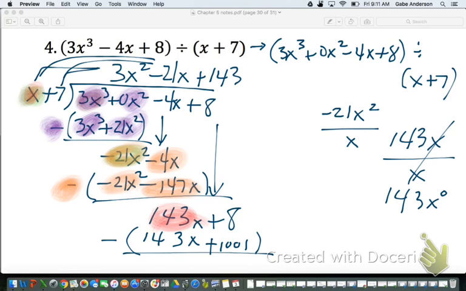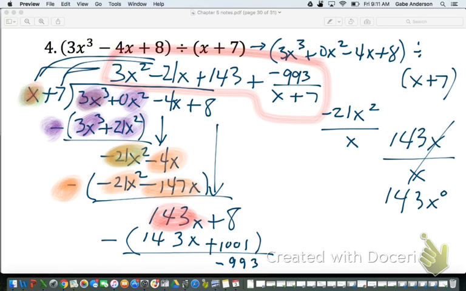And now we subtract. You see the 143x's will subtract out, right? Yeah. Okay. And then 8 minus 1001 would be negative 993, right? Okay. So then I'll put that as my remainder. So put it as plus negative 993 over x plus 7. So what I am highlighting in red here is our final answer. It's called the quotient.